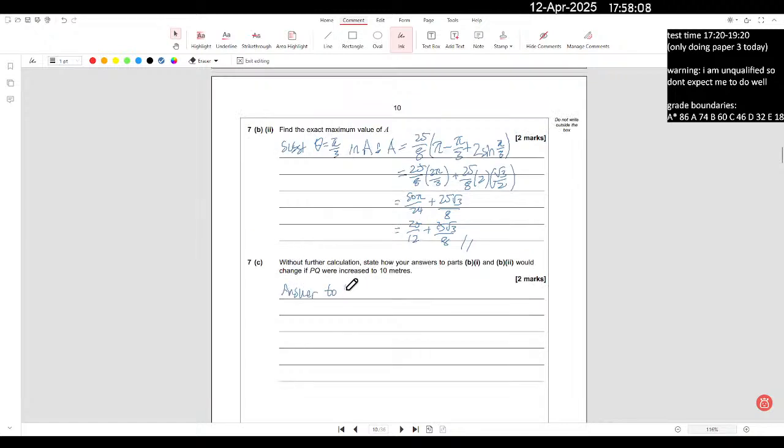Answer to B1 stays the same as theta remains at pi over 3. Answer to B part 2 is quadrupled, four times the original, as PQ is doubled.